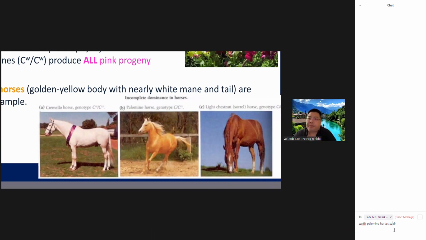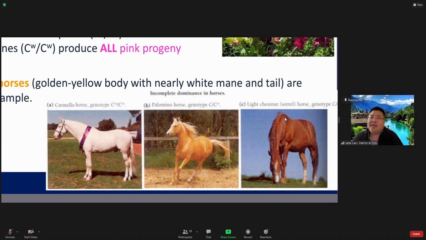Okay, dia di antara. Cantik, memang cantik, mahal ni. Ya, dia macam golden color.